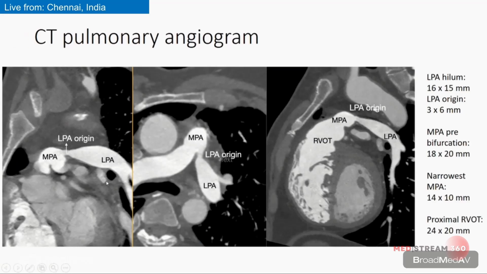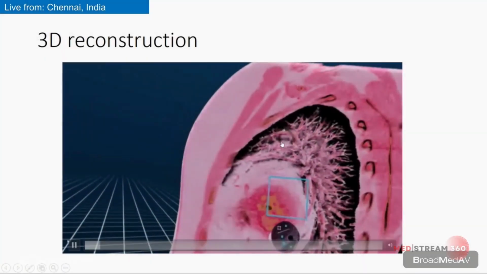This is the CT reconstructed image. This is a multiplanar imaging. Here we can see this is the dilated RV, the RVOT, which is almost pyramidal, and this is the LPA origin, which is quite significantly narrowed, and this is the hilar LPA. So this is the reconstructed image.